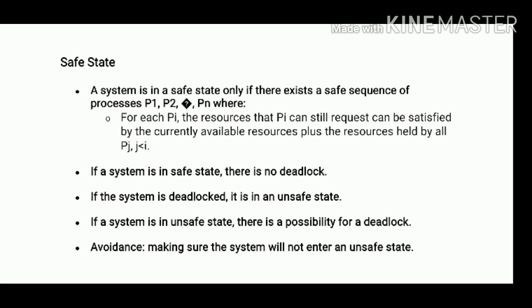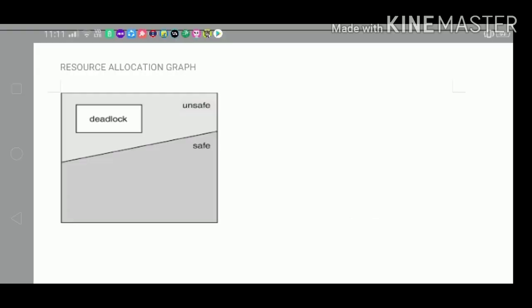For example, we have five processes P0, P1, P2, P3, P4, and here we are going to find a sequence of processes like P1, P2, P0, P4, P3, where for each process Pi, the resources that Pi can still request can be satisfied by the currently available resources plus the resources held by other processes. That sequence ensures that there will be no deadlock.